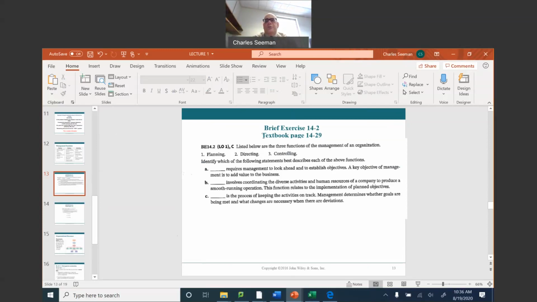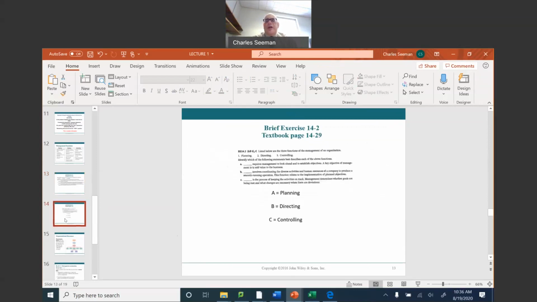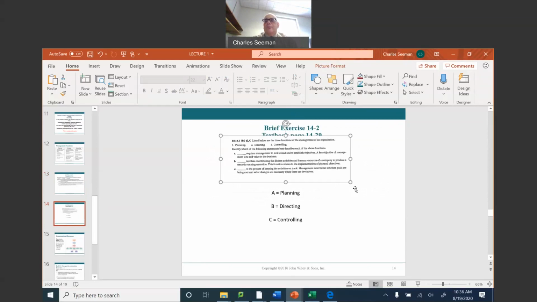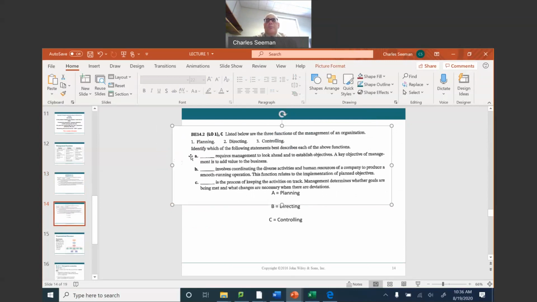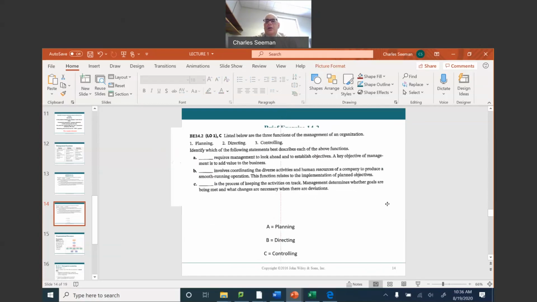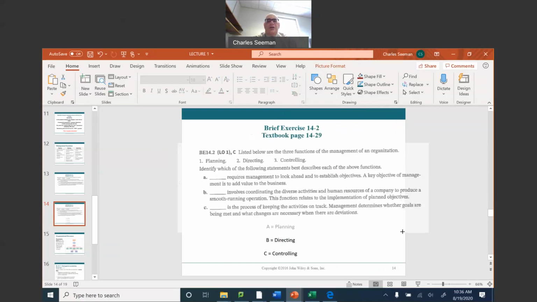You can also see this on textbook page 1429, following along in the textbook. So here are the answers. The first one is planning requires management to look ahead and to establish objectives. The key objective of management is to add value to the business. That would be planning. If you didn't get it right, go back to the slides and think about why you didn't get it right.